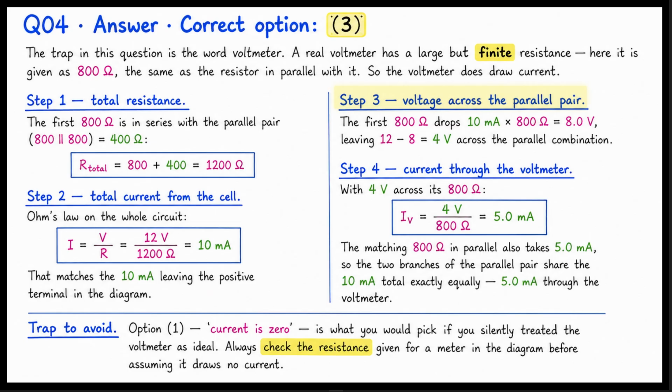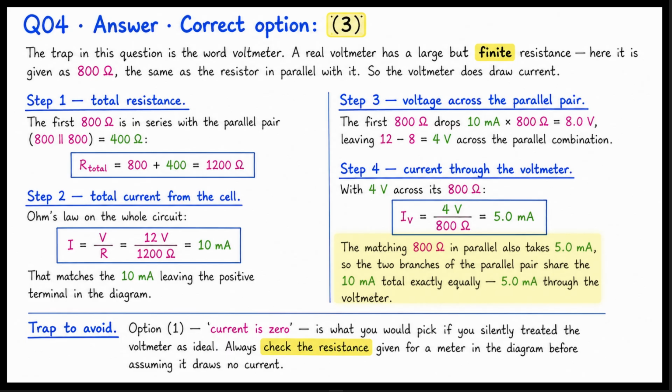Step 3, voltage across the parallel pair. The first 800 ohms drops 10 milliamps times 800 ohms equals 8 volts, leaving 12 minus 8 equals 4 volts across the parallel combination. Step 4, current through the voltmeter. With 4 volts across its 800 ohms, I_V equals 4 over 800, which is 5 milliamps. The matching 800 ohm resistor in parallel also takes 5 milliamps, so the two branches of the parallel pair share the 10 milliamps total exactly equally, 5 milliamps through the voltmeter.